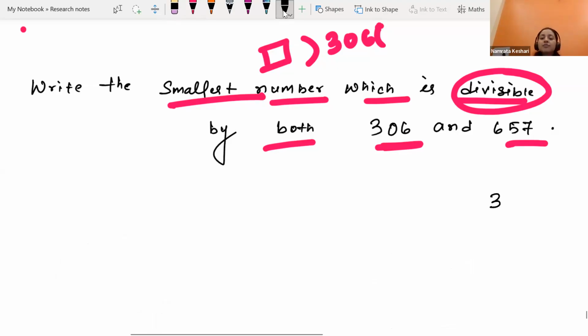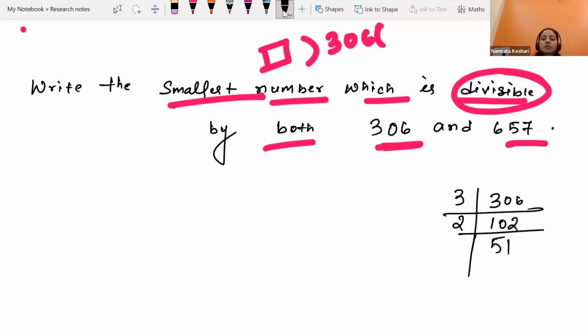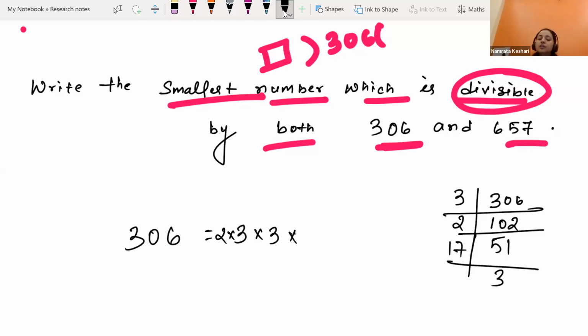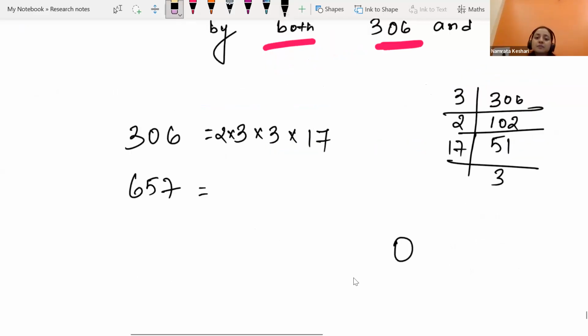We will do the prime factorization of 306. 3 times 102, 3 times 51... 2 we can take, 5 times 10... 17, 3 times 51. So when we did the factorization of 306, we got 2 into 3 into 3 into 17. And when we do the prime factorization of 657, what are we going to get? Please tell me.